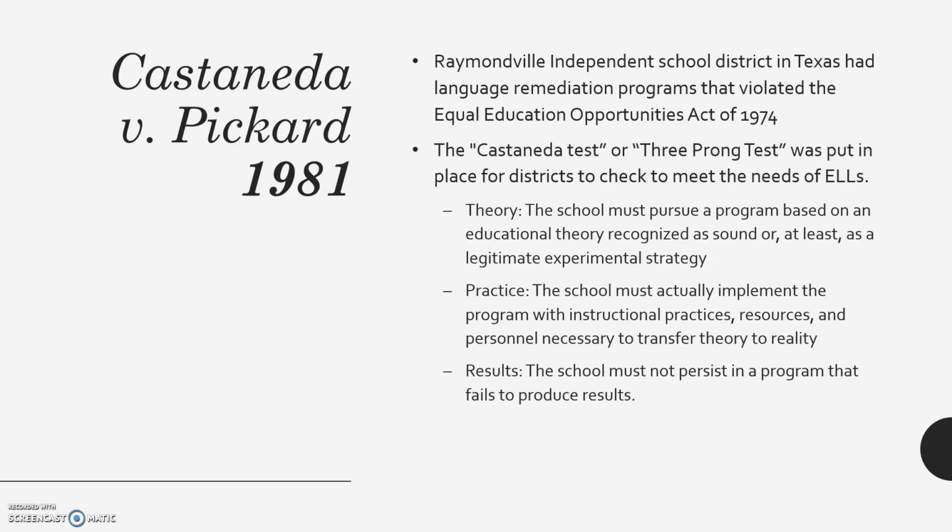segments of the test are theory, so the school must pursue a program based on an educational theory recognized as sound or at least as a legitimate experimental strategy. Practice, the school must actually implement the program with instructional practices, resources, and personnel necessary to transfer theory to reality. And results, where the school must not persist in a program that fails to produce results.